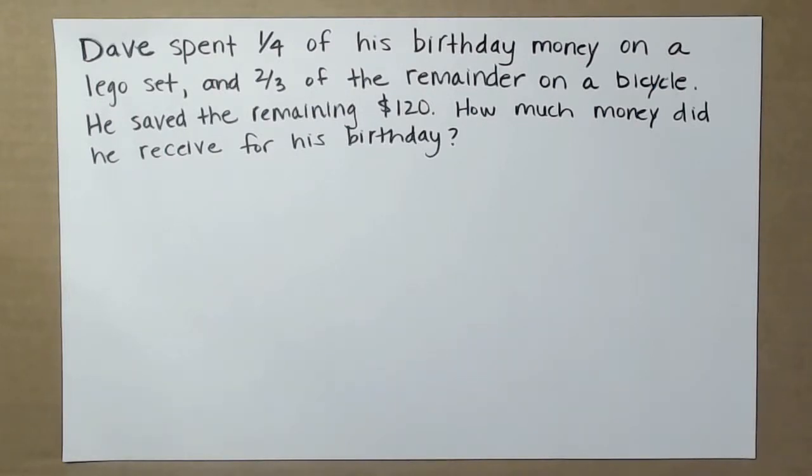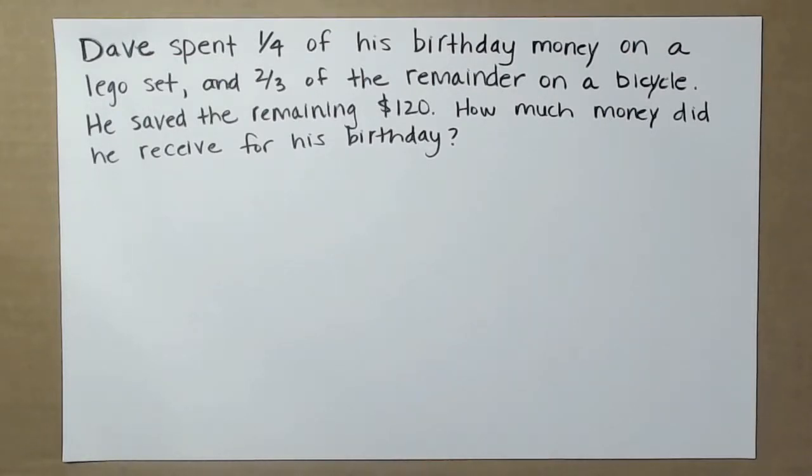On the fractions 2 bar model problems. Here is our first question. Dave spent 1/4 of his birthday money on a Lego set and 2/3 of the remainder on a bicycle. He saved the remaining $120. How much money did he receive for his birthday? Okay, so you can solve this problem along with me on your worksheet.